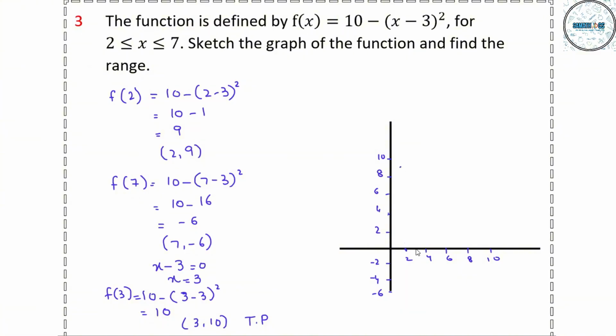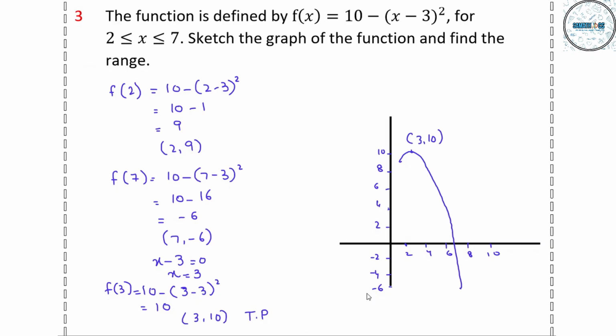At 3, it is 10, which is here, and it is also a turning point. And then 7 comma -6, which is to be here. So we can sketch a curve like this. This point, 3 comma 10, is the turning point. This minus sign indicates that the curve is a maximum curve.